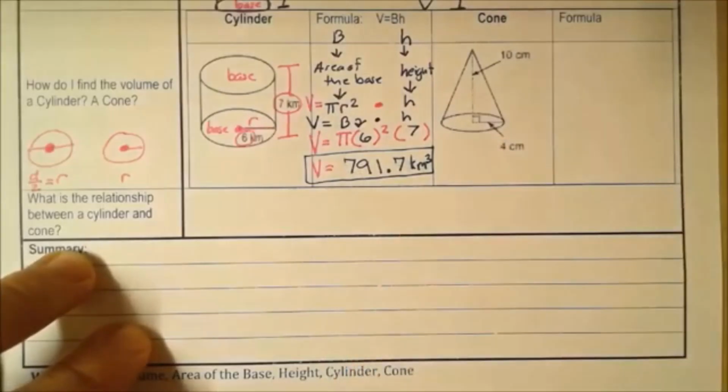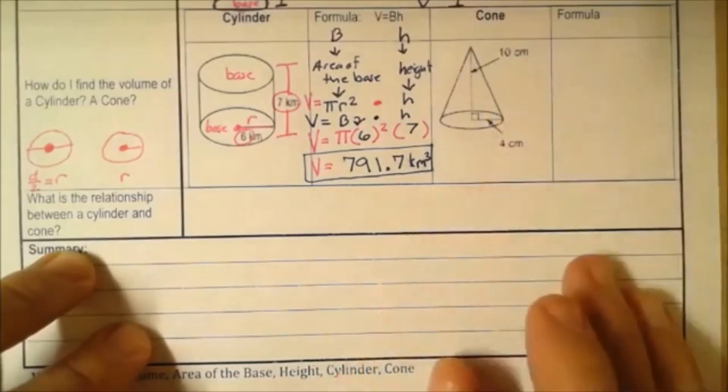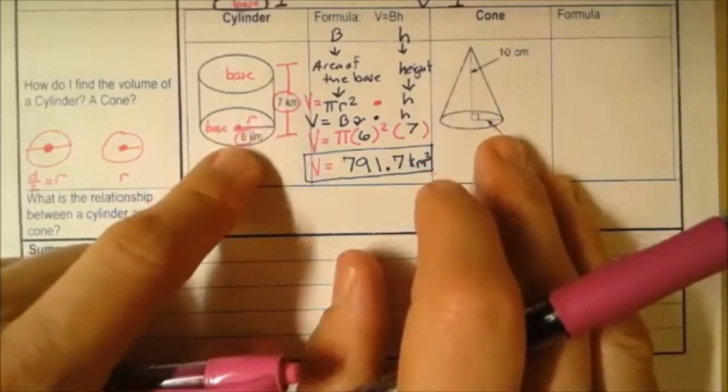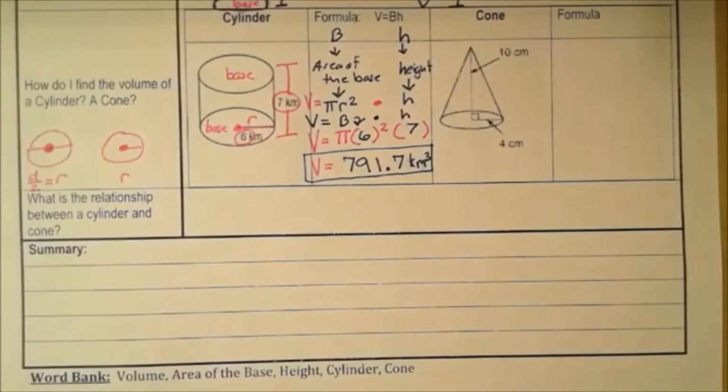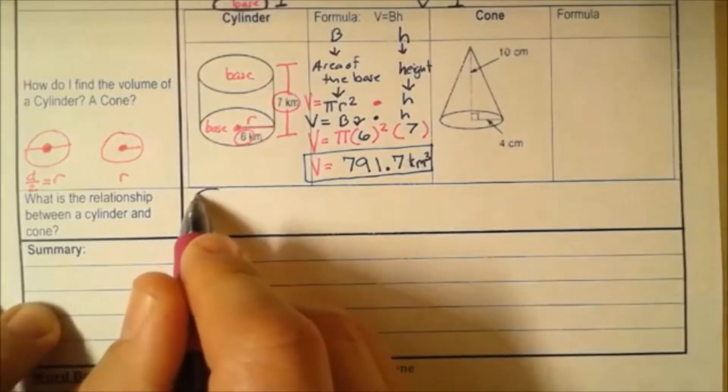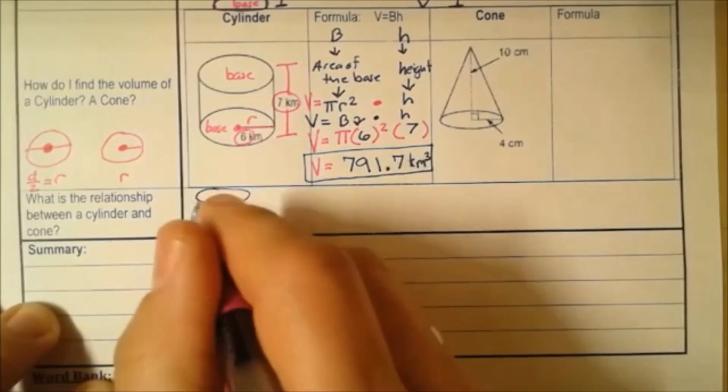So let's take a look at this next one right here. We have a cone. Now a cone is different than a cylinder, and there's a relationship between the cylinder and the cone, and I want to show you what that looks like. So let's go ahead. I want everybody to draw a cylinder real quick here at the bottom. So we're going to say we have a cylinder.